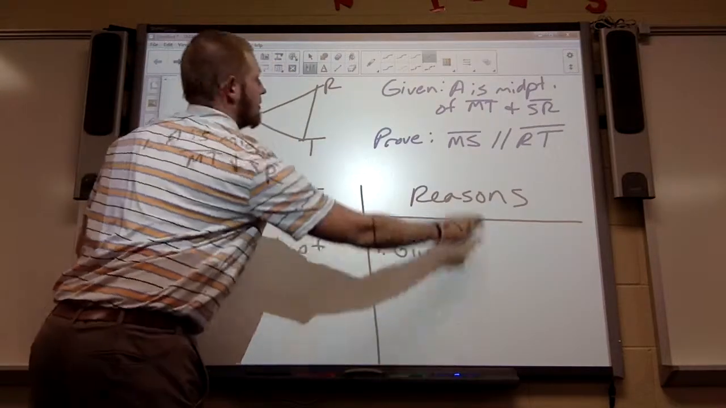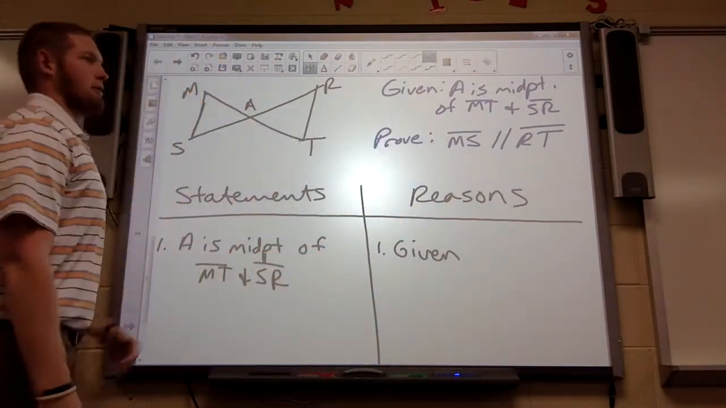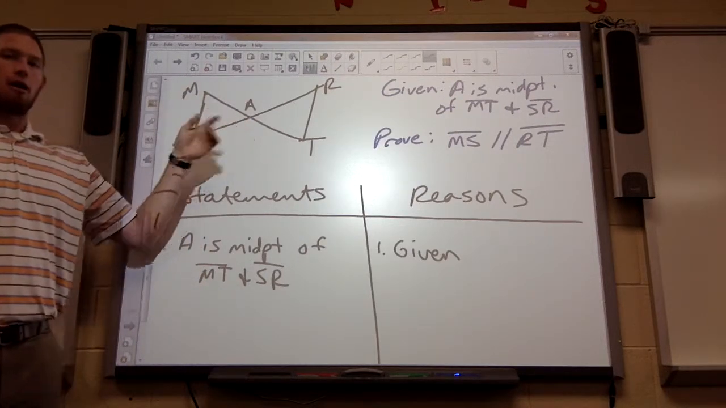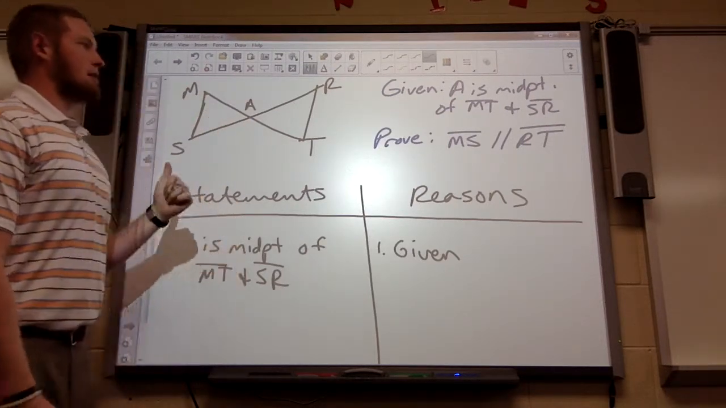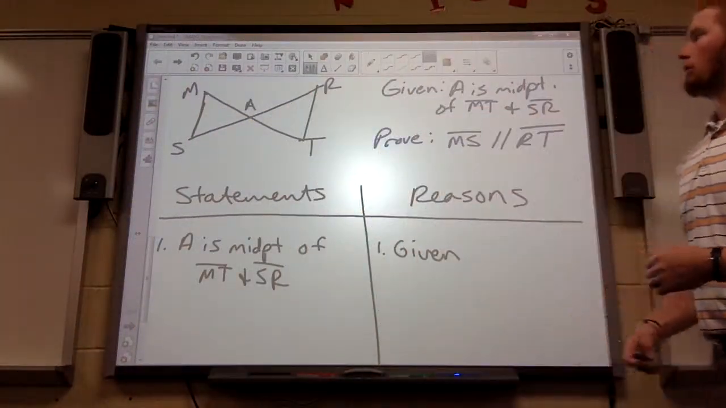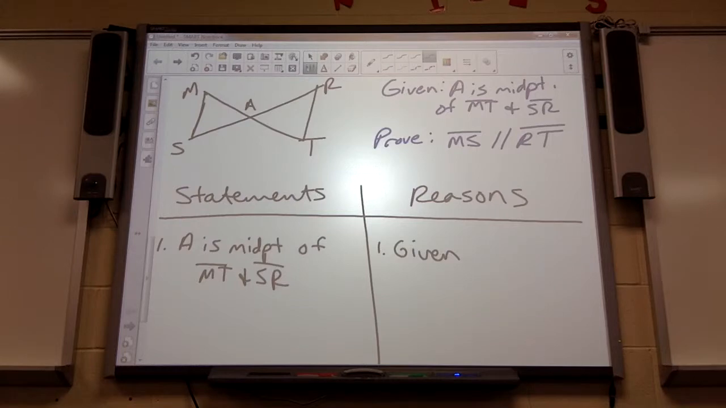So if I know that A is the midpoint, that really doesn't tell us much that we can mark. Now, does it give us some information? Yes. So when you can tell me what information we know, since A is the midpoint of MT and SR, raise your hand. If you do not know the answer to this question, you need to be talking to your neighbor to figure this out. What does it mean if A is the midpoint of those two segments?